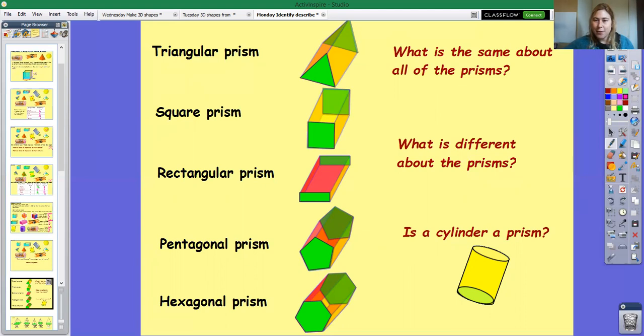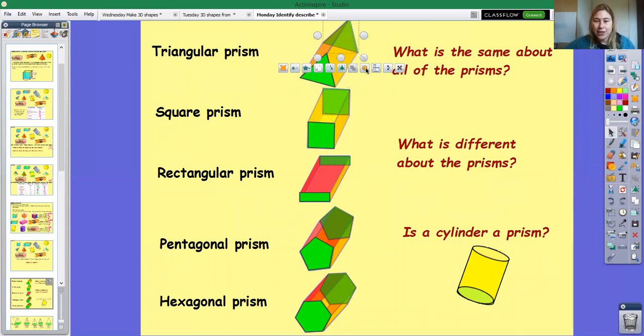Okay, so hopefully you have noticed a few things that are the same about prisms. One of the things that is the same is that the opposite end faces are exactly the same. So this is called a triangular prism because it's got triangles at either end. This is a square prism because it's got squares at either end and they are opposite. This is a rectangular prism because it's got rectangles. Hopefully you can see what I mean.